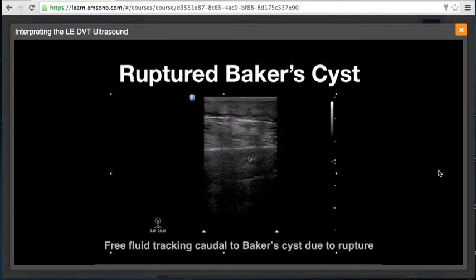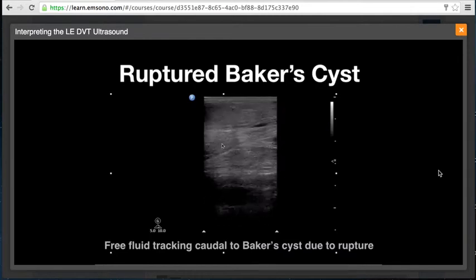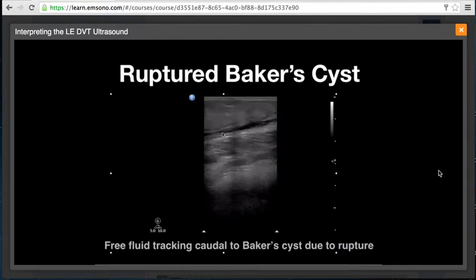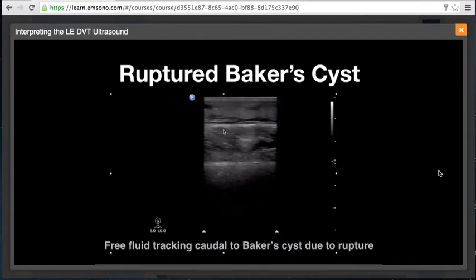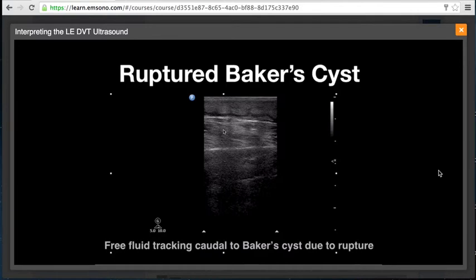Now here's a patient with a ruptured Baker cyst. You can see that there's fluid in the subcutaneous tissue here. And this was from a ruptured Baker cyst. Here's the Baker cyst, and then you can see caudal to it there's all this free fluid tracking, and that was the cause for this patient's calf pain. They did not have a DVT in their common femoral, femoral vein, or popliteal vein on the focused compression ultrasound.